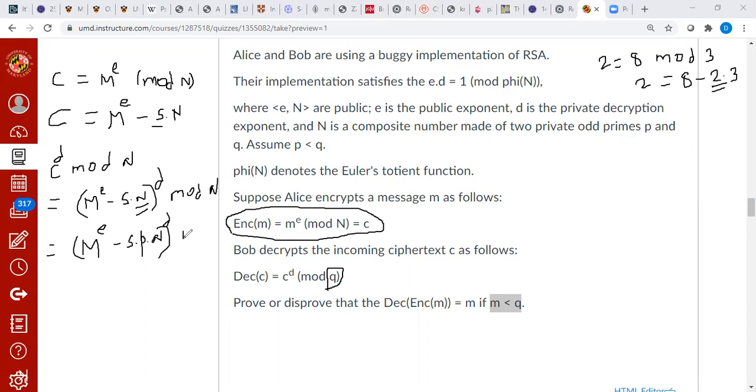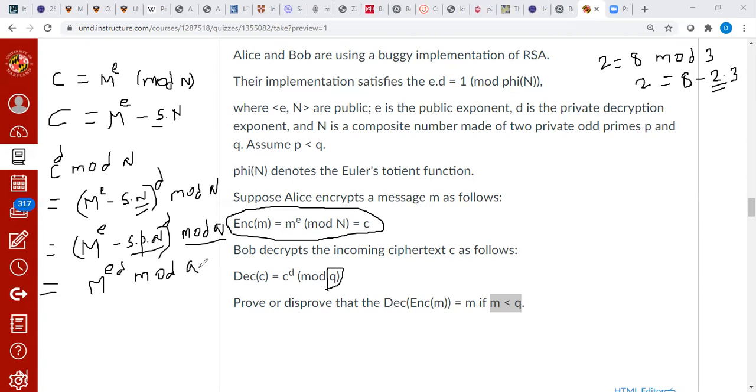Now we can easily apply the binomial theorem to this. Even if you don't know the binomial theorem, it doesn't matter. When you have mod q and you have a multiple of q, that term will be 0, right? This is the only term that is a multiple of q. That means this term will become 0. So we can write it as M power ED mod q.